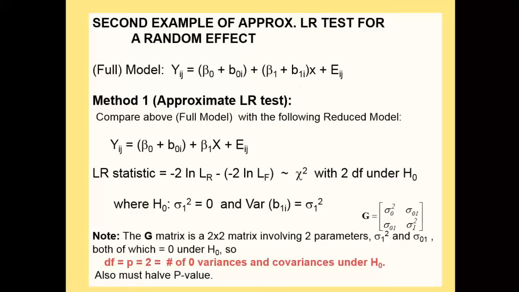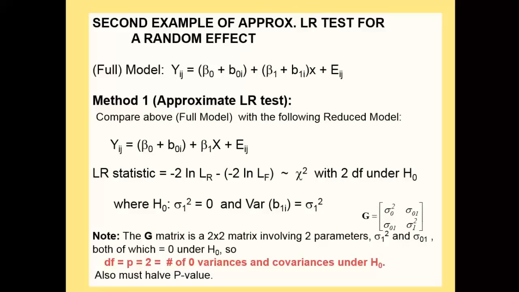Now, let's talk about how you would do this test. The full model is this. The reduced model doesn't have the random slope in it, right? That's if you just want to test that. And so the likelihood ratio test subtracts the -2 log likelihood of the full model from the -2 log likelihood of the reduced model, and it's a chi-square statistic. Now, under the null hypothesis, if you were just thinking about the way you usually do this test, what would be the degrees of freedom for the test?